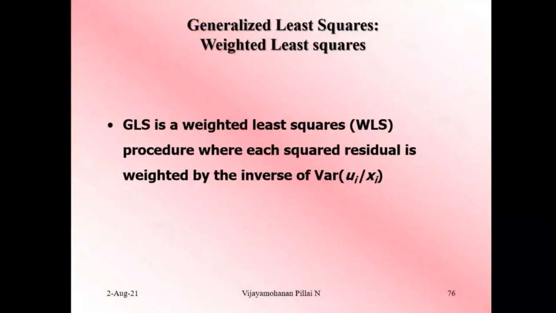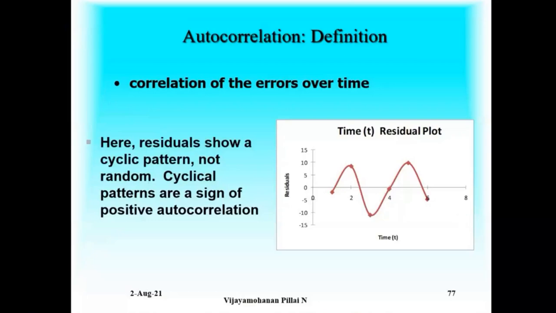Now coming to the autocorrelation problem, we know our assumption is that the error terms are not correlated over time, that is, there is no autocorrelation among the error terms. Now if we go for a residual plot, a diagrammatic representation of our residuals plotted against time, then if we find a cyclical pattern, that is an indication of positive autocorrelation. Positive autocorrelation.